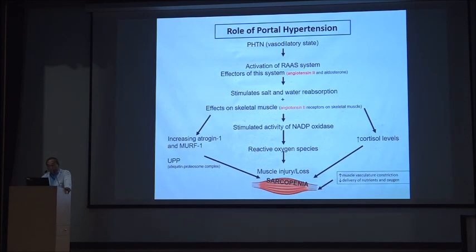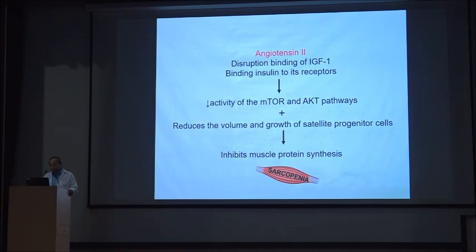Now coming to the role of portal hypertension. What happens in portal hypertension? There is splanchnic vasodilatation, and so there is activation of the RAS system. This stimulates salt and water reabsorption. And what effect does this have on muscle? It stimulates activity of NADPH oxidase and leads to reactive oxygen species generation. It also increases myogenin-1 and MuRF1, leading to overexpression of the ubiquitin proteasome complex, and it increases cortisol level, which also leads to sarcopenia or muscle destruction.